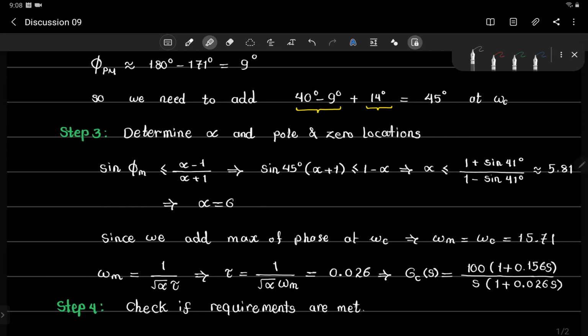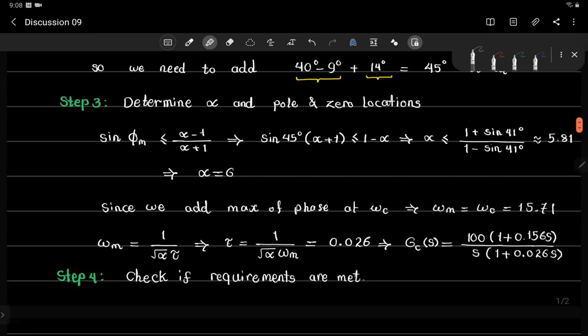So now we have tau and alpha. This means that we have our compensator, right? We have the gain from previously to satisfy the steady state requirements, that's 100. And then we have alpha times tau, and tau, this gives us the compensator. Now we need to check if these requirements are met.